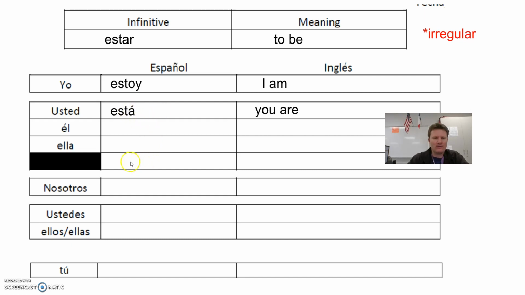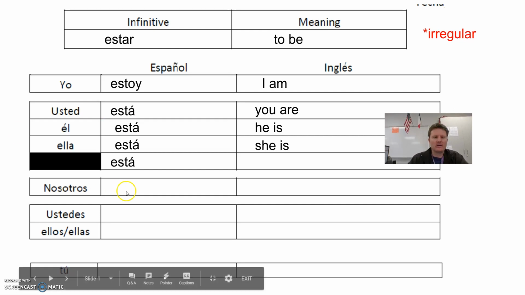Because all of these are grouped together, they are all the same. And so you're going to get él está, which means he is. Ella está, which means she is. And lastly here, you get the one that's darkened out, and that is the it is.